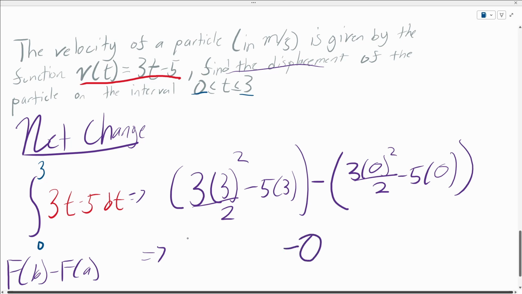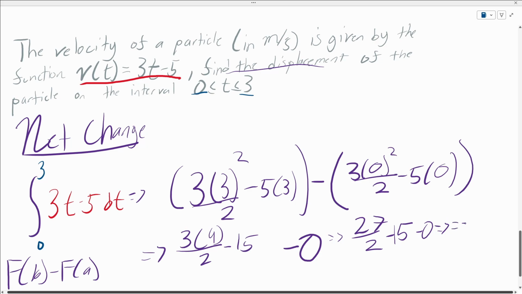Pretty simple. All right. Now for our left side, 3 squared is 9. So we'll have 3 times 9 over 2 minus 15. 3 times 9 is 27. So 27 halves minus 15 minus 0. And then finally, if we just simplify, we'll receive negative 3 halves. And then m for meters.